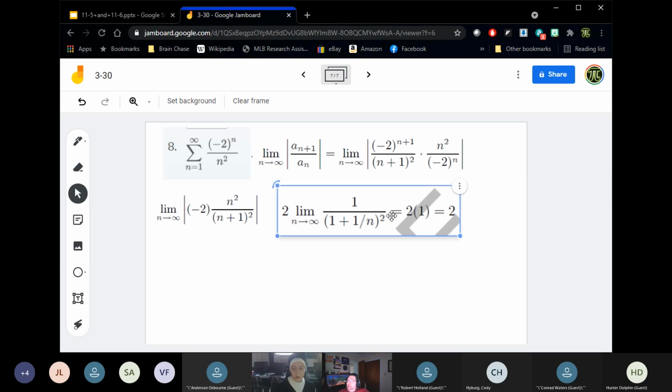All right, so the absolute value, the 2 can come out. If I'm just looking at the limit of this, the 1 over 1 plus 1 over n squared, that goes to 1. So this whole limit goes to 2. Since it goes to 2, what does that mean? It's divergent. It is divergent. So that means that the original series is also divergent.